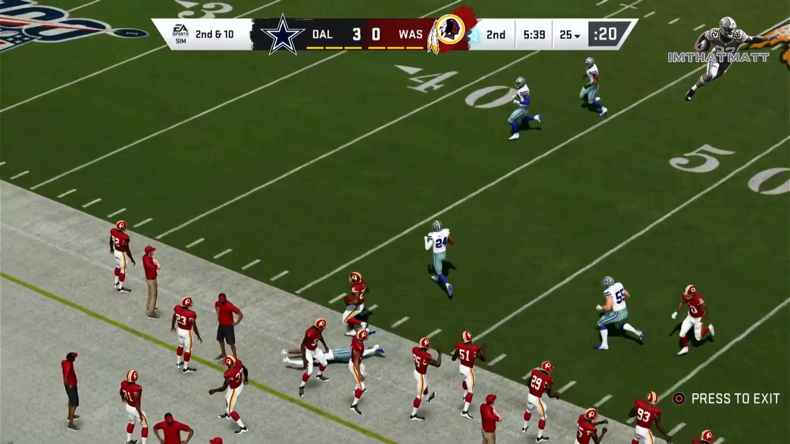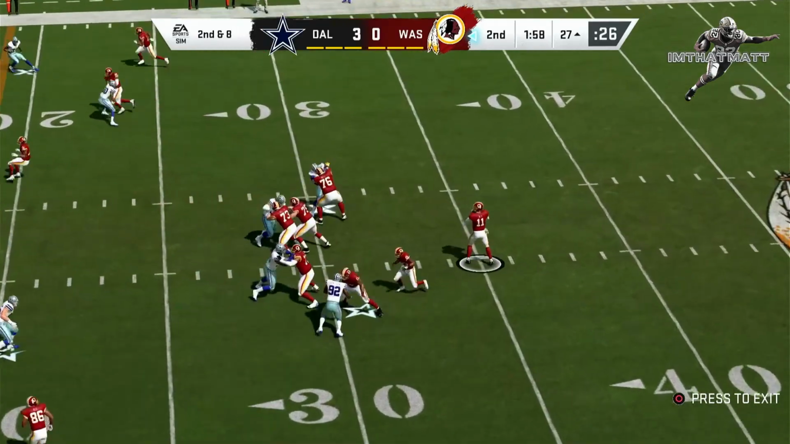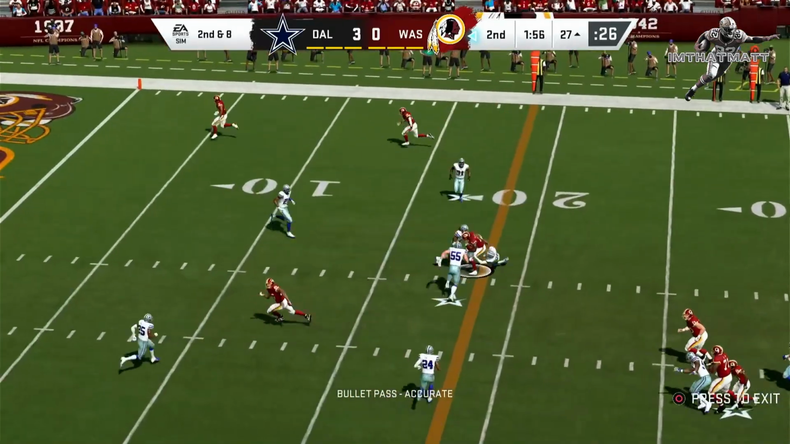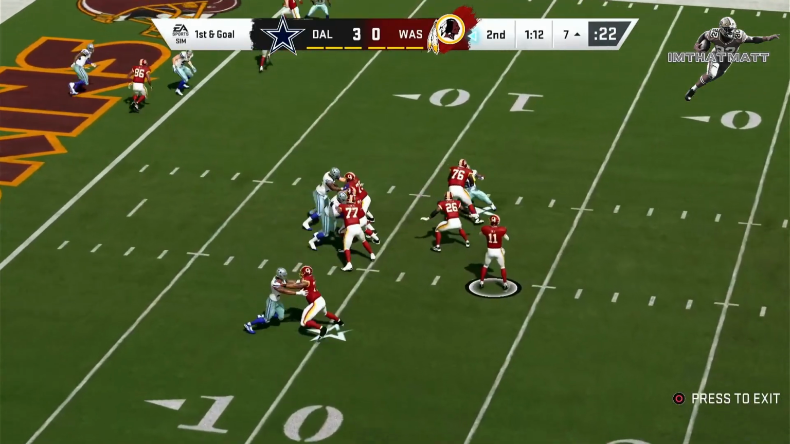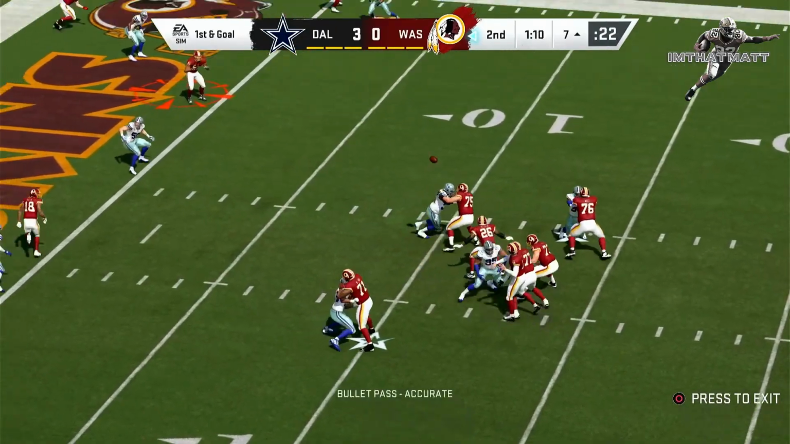So let's talk about coach mode in Madden's franchise mode. Does practicing against your opponent's scheme actually help, even when you watch the game in AutoSim? The short answer, yes, it definitely helps.